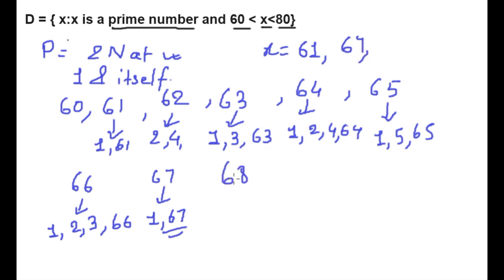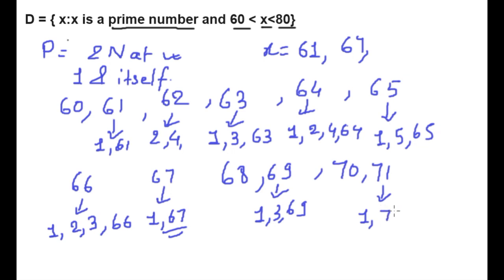68 is again divisible by more natural numbers. 69 is again divisible by more natural numbers, 1, 3, 69. 70 is again divisible by more natural numbers. 71. 71 is divisible by 1 and 71 only. So here we will write 71.